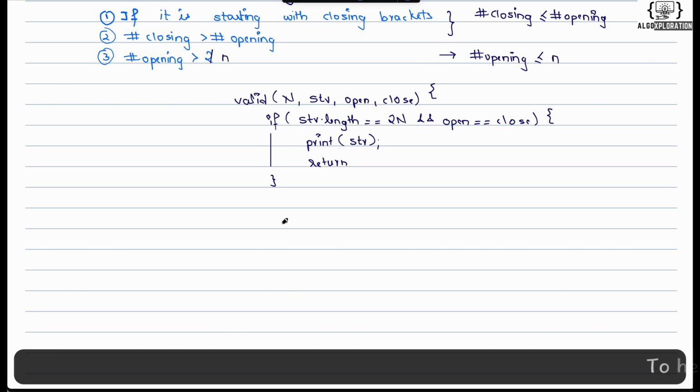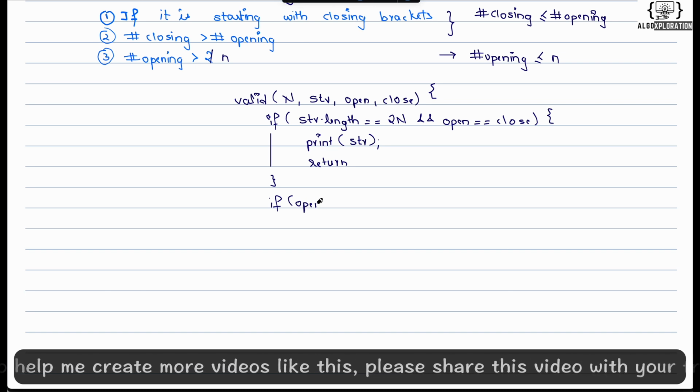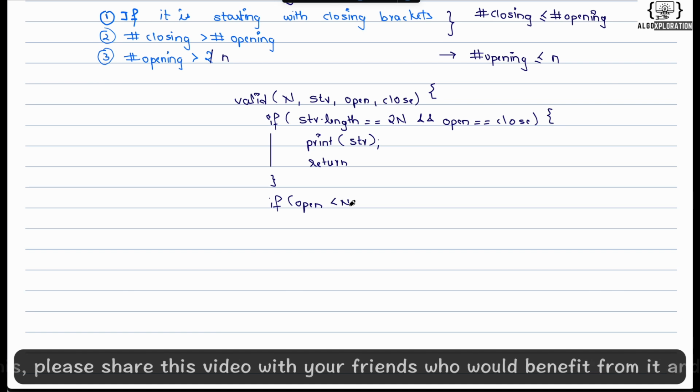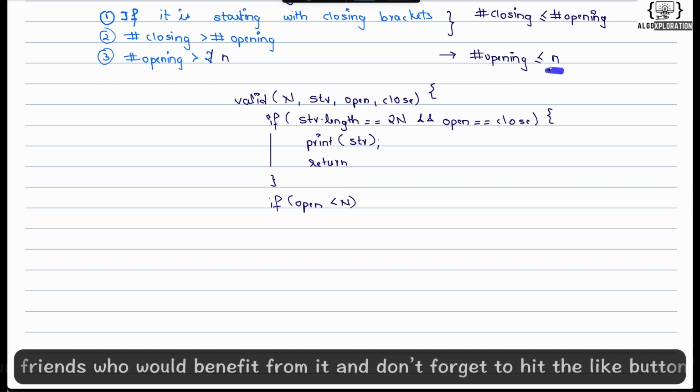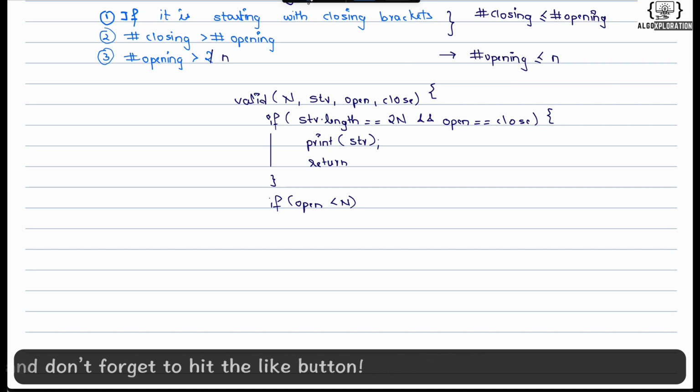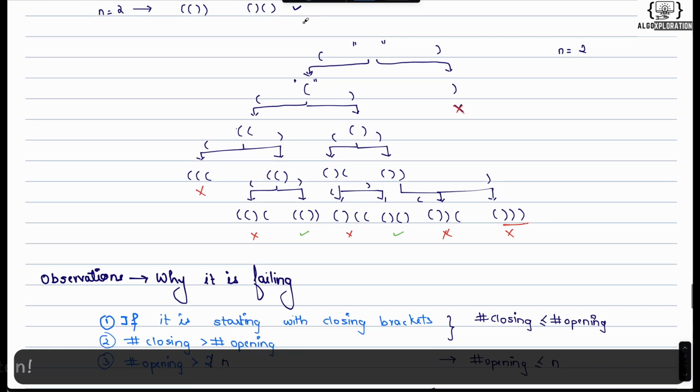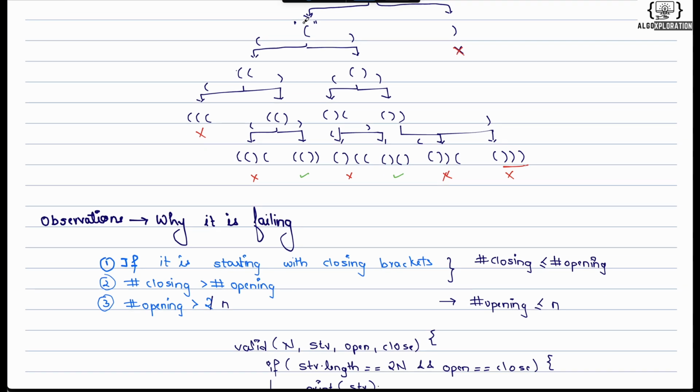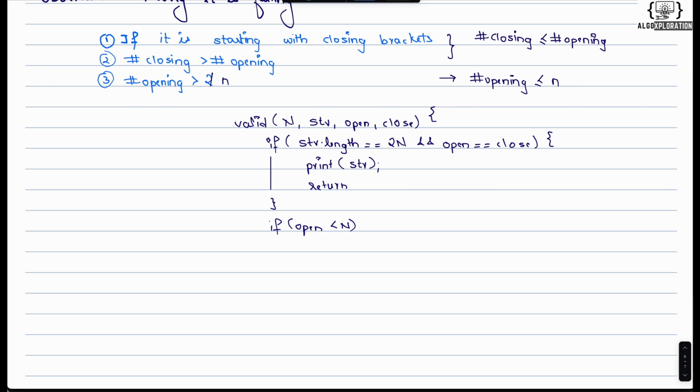Now coming back to the observation, if my opening bracket is lesser than n, I'm talking about this. If my opening bracket is lesser than n, then I can simply add one more opening bracket. Here in this case it is not lesser than n, it is equal, so due to that we are not adding it. But here in this case, the number of opening bracket is 1, so due to that I am adding one more opening bracket. So here in this case I can add it.